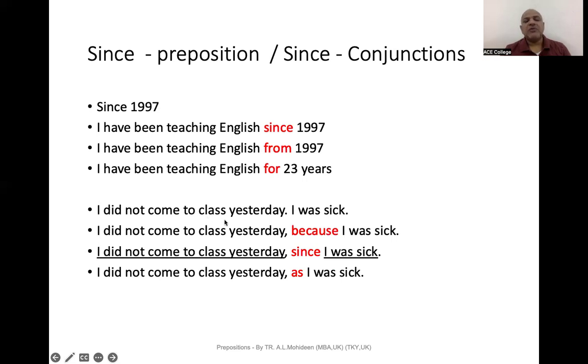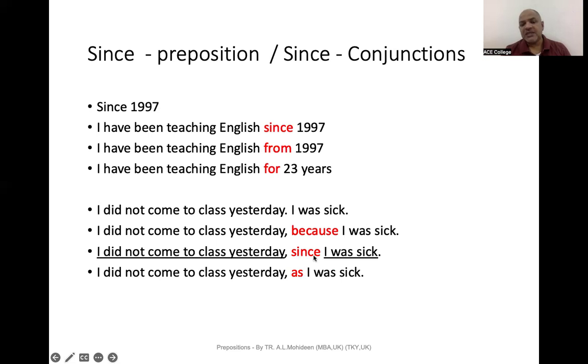So I did not come to class yesterday. I was sick. So now you are going to bring because I was sick. Okay, this is the reason. Or you can say since I was sick. Or you can say as I was sick. Instead of putting because, you can put since or as.